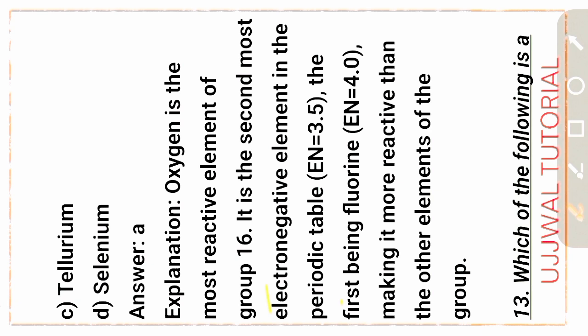It is the second most electronegative element in the periodic table. The electronegativity value of oxygen is 3.5, and first comes fluorine with an electronegativity value of 4, making oxygen more reactive than the other elements of the group.